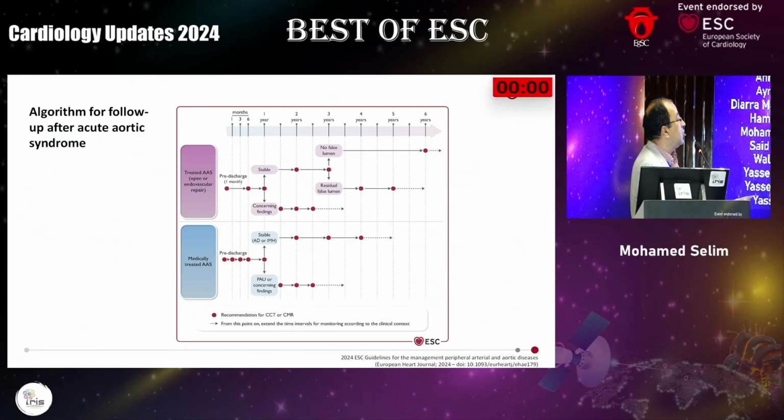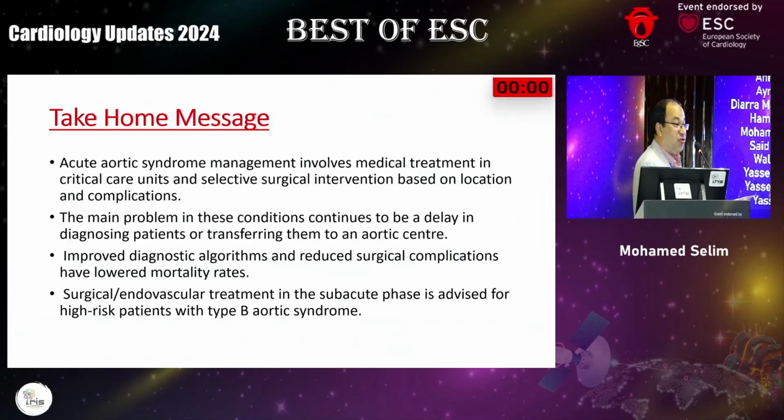This is the last part of my talk, about the algorithm for follow-up after acute aortic syndrome. You will find detailed time of follow-up and surveillance, and of course, the frequency of this surveillance will be more frequent when you are adopting a conservative strategy or medical treatment, or the wait-and-see approach, because you must not miss any high-risk features like progressive aortic root enlargement or progression of the intramural hematoma.